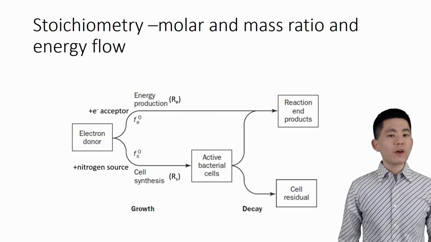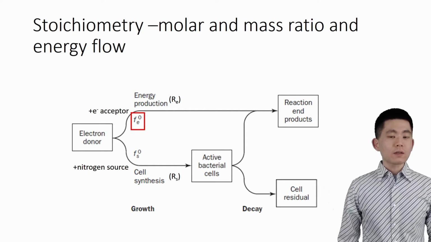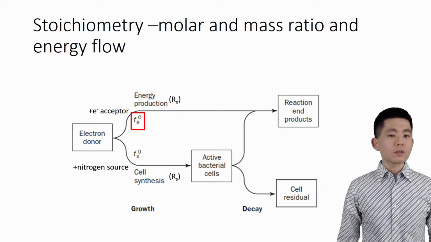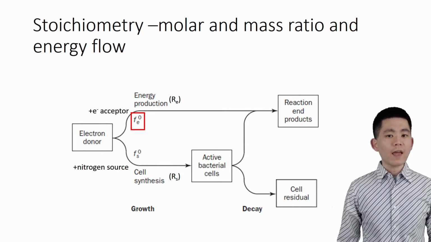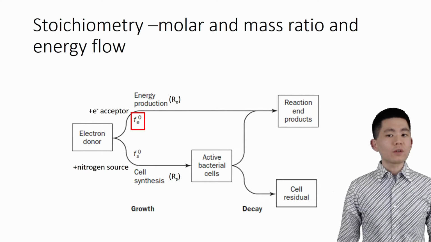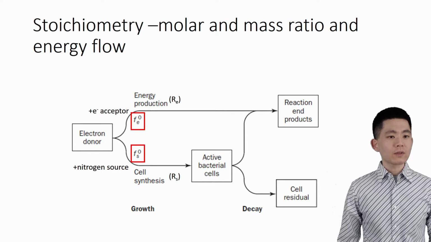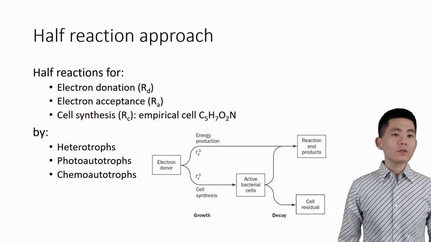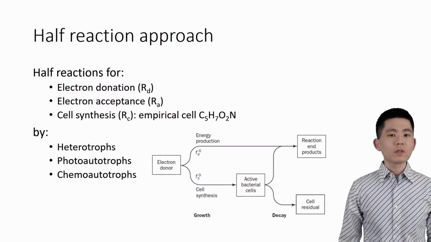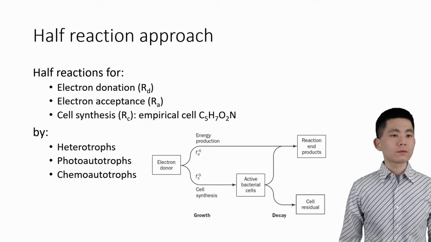This can be simplified to a fraction of the electron from the electron donor is transferred to the electron acceptor to provide energy for converting the other fraction of electrons from the electron donor into microbial cells. We can use the half reaction approach to describe this process and analyze the energy flow.